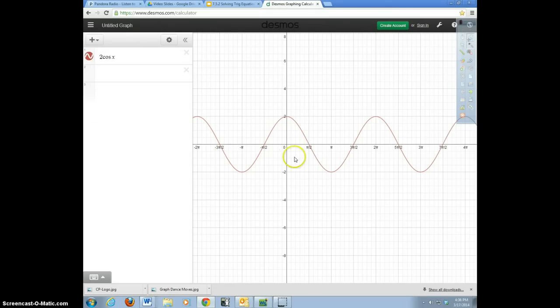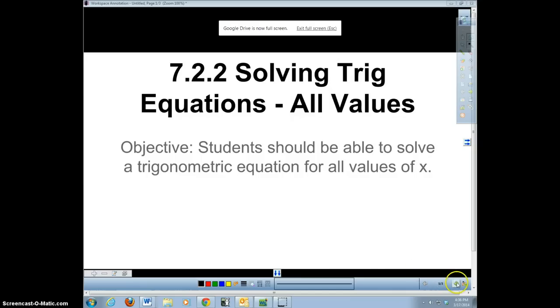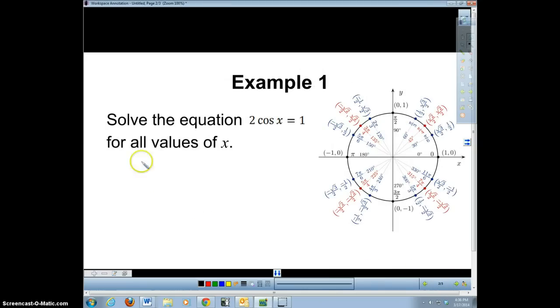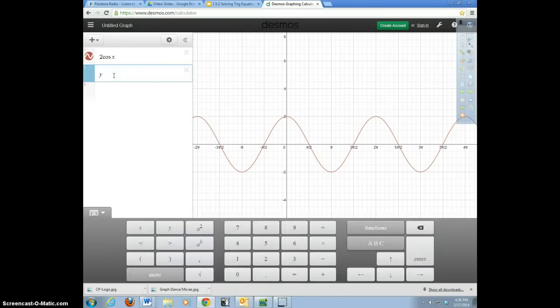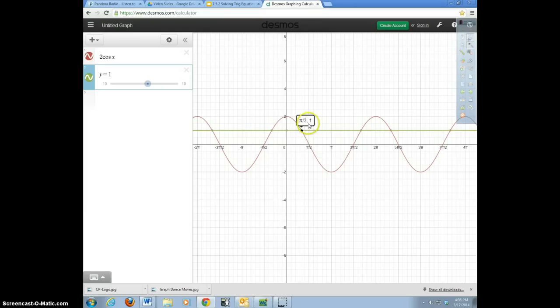So let's take a look here. I have a graph. Actually, let me go back to my slide here. So our first example is going to be solve the equation 2 cosine x minus 1 for all values of x. So I want to show you 2 cosine x, and here's 2 cosine x. I have the graph of 2 cosine x, and I'm going to make that equal to y equals 1. And notice here that I have all these values: pi over 3, 5 pi over 3, 7 pi over 3. Even over here, I have negative pi over 3, negative 5 pi over 3, 11 pi over 3.